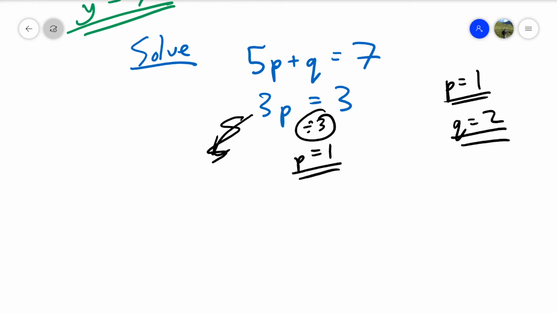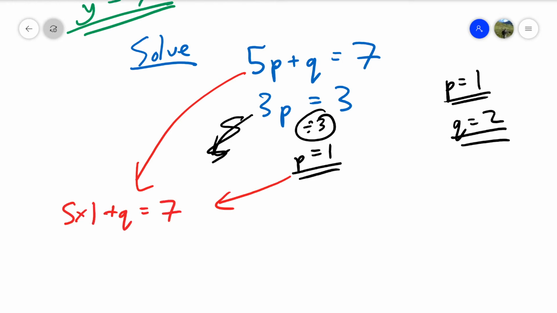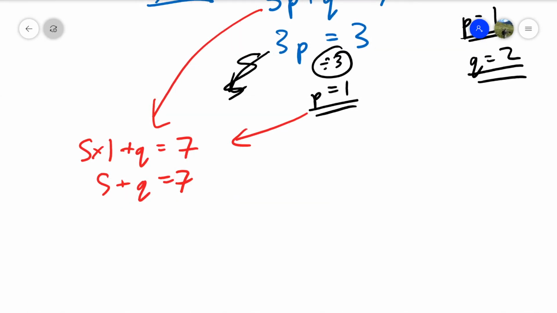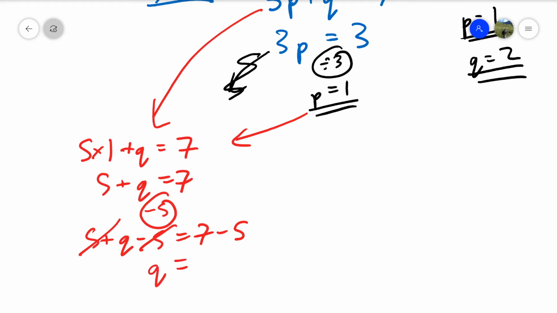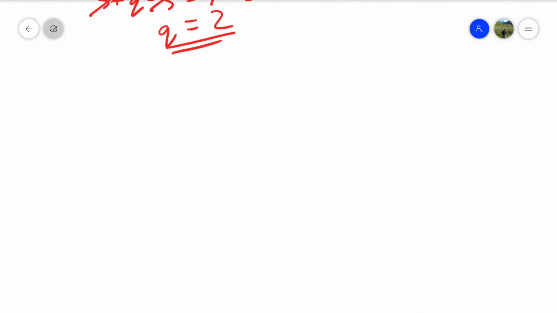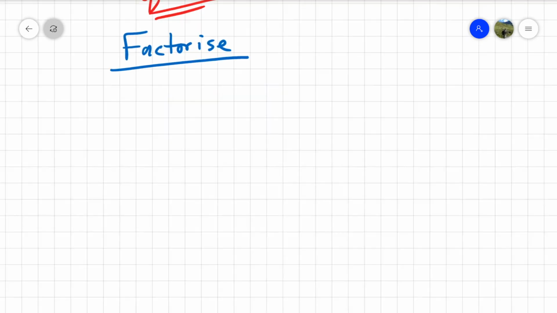Boom, done. Now, we'll take this equation, and we now know that P is 1, so we've got 5 times 1 plus Q equals 7. So 5 plus Q equals 7. I'm going to minus 5. Right, I want Q on its own. So I'm going to minus 5 from both sides, so I end up with 5 plus Q minus 5 equals 7 minus 5. Sometimes I write it out, and sometimes I just do this quicker. It just depends. They cancel, so I end up with Q equals 2. There we go. Done. Shock. We're already moving away from the solve questions. Isn't this amazing? Okay.